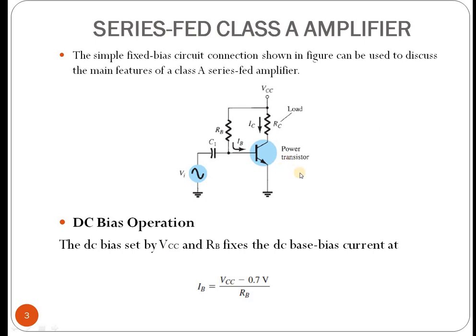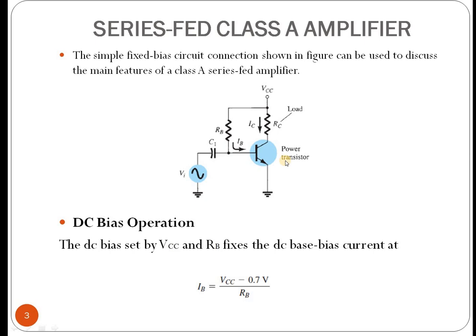For that, we are taking a fixed bias circuit connection, given here, as a reference. We'll derive all the equations according to this circuit, and you can see this circuit is used with a power transistor. Here you can see a transistor with some biasing circuit.